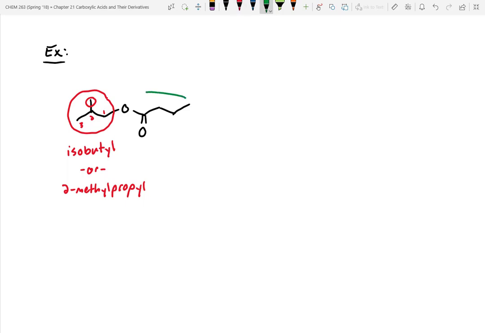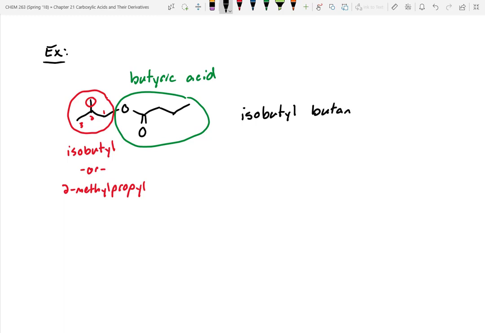And then the other half of this is the carboxylic acid portion. What would this be called if it were a carboxylic acid? Butyric acid. So now when we merge this together, we would say this is isobutyl butanoate. Or butyrate. Either one would be acceptable for this one.